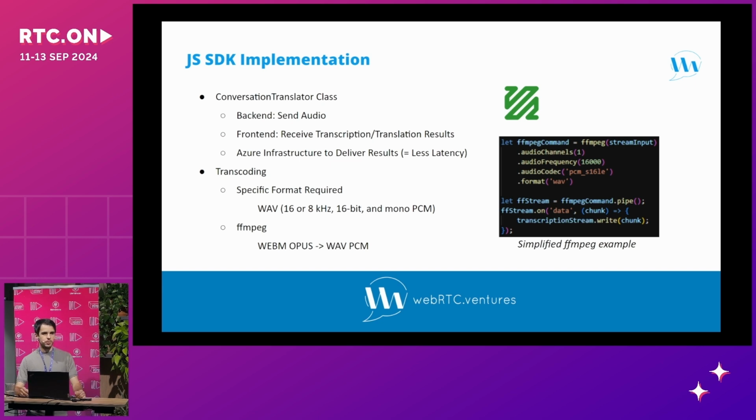But the other part is that we have to do transcoding. So we have to transform the audio data, which is WebM Opus, to the required format, which is WAV with 16 or 8 kilohertz, 16-bit, and mono PCM. And we used FFmpeg. Well, this is a simplified example. You get the audio data from the media server, you push it into a readable stream, and you set that stream as the source. Then you set the audio channels, the frequency, the audio codec, and the format. And the output is the audio in the format required by Azure. And you can already send it to Azure as a stream.